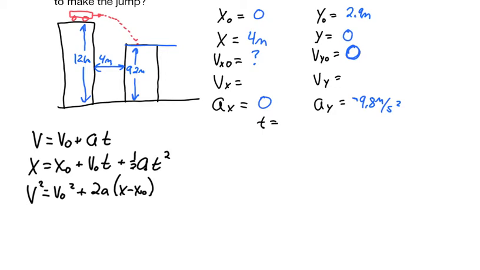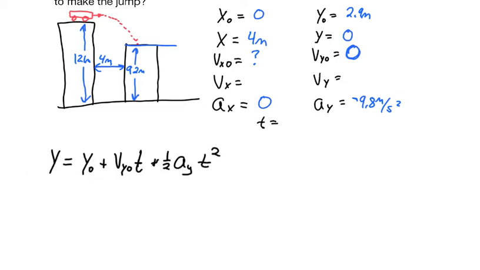Okay, let's see what else we got. If we want to solve for t in this equation, I'd need to know the starting height, the ending height, got that. The starting height, got that. Initial velocity, we've got that. Acceleration, we've got that. So it looks like this is our equation, and we'll use that in the y direction.